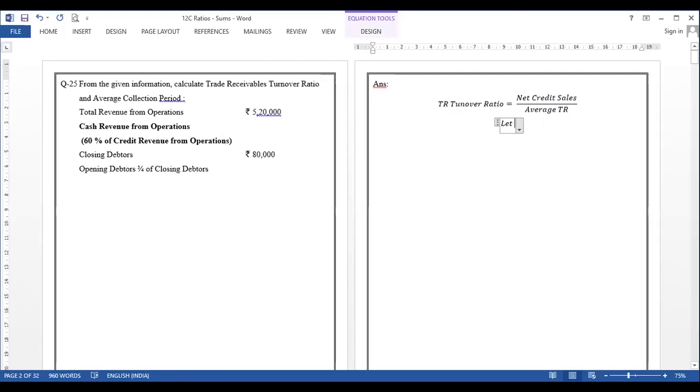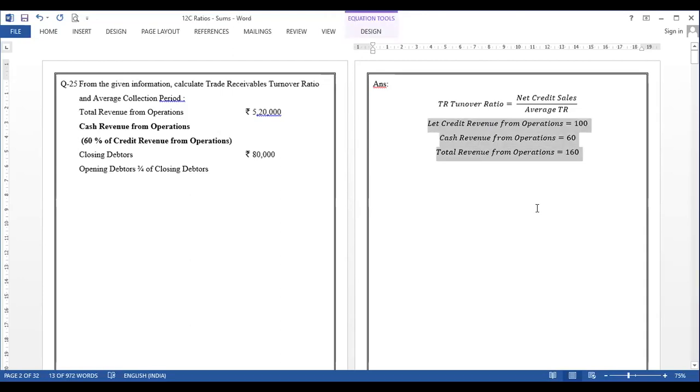Okay, cash is something of credit. Let us assume the credit revenue from operations. Let credit revenue from operations be 100. Okay. Cash revenue from operations is 60% of credit. So assuming 100, 60% of 100 is 60. So total revenue from operations in terms of percentage, right? That will be 160.